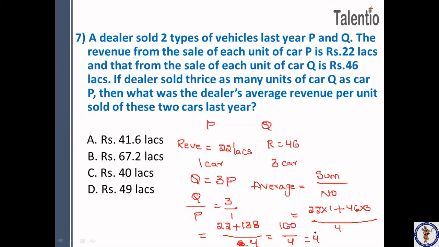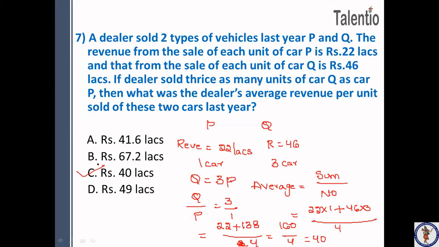They're asking for the average, so the average is 40 lakhs. Clear? Average is nothing but total sum by number of observations. They have given that the ratio of car P to car Q is 1:3, so car P is only 1 and car Q is 3 cars. So revenue is 22 into 1 plus 46 into 3, giving total revenue 160 by total number of cars 4.